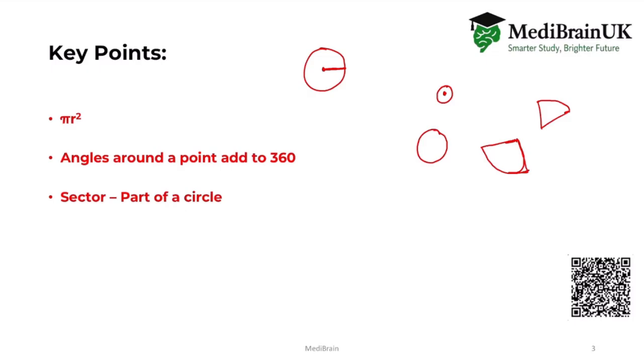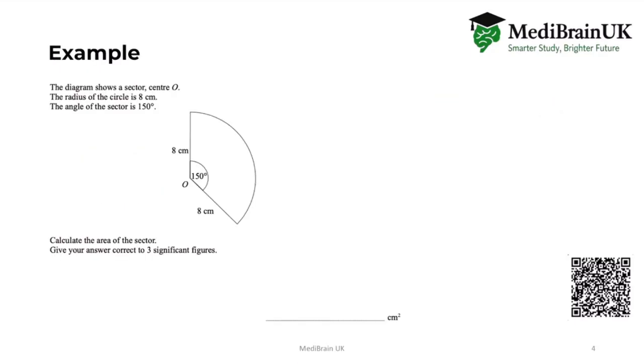Okay, so these are key points that you need to know. I'm going to go through an example now, and then I'm going to give you an exam question to have a go at yourself. So in an exam, how can this come up?